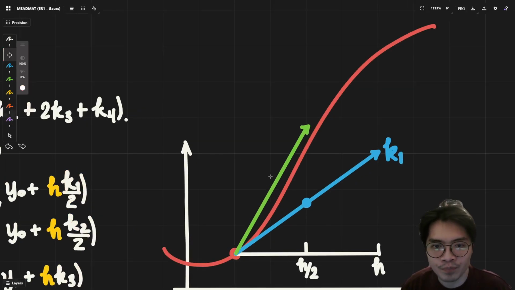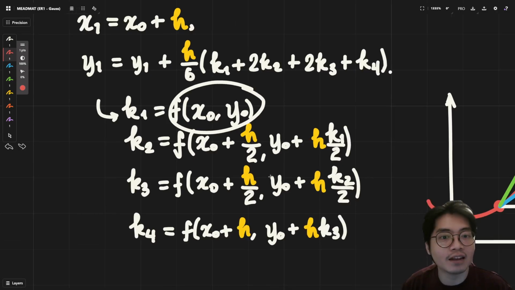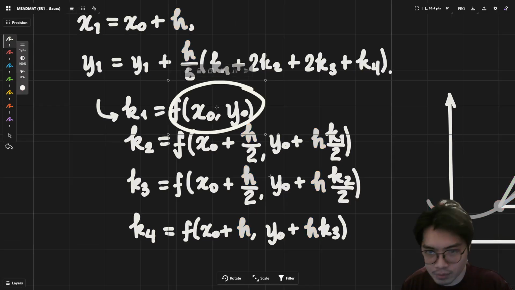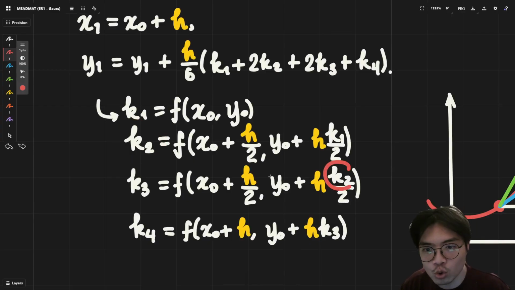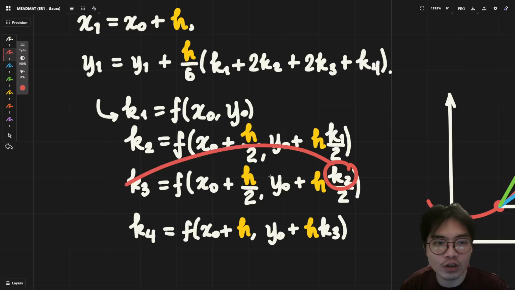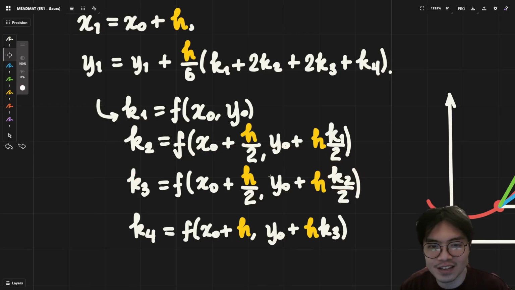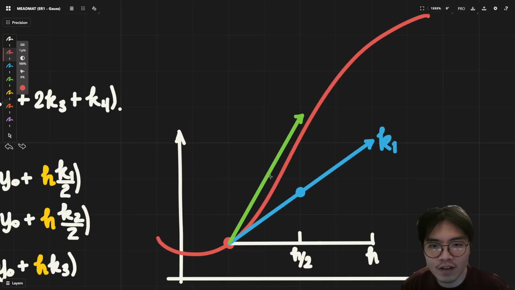Which is here. And then let's continue. Wait, let's remove this. Let's continue with that information from K2. Let's feed it into K3. We will again move half a step.